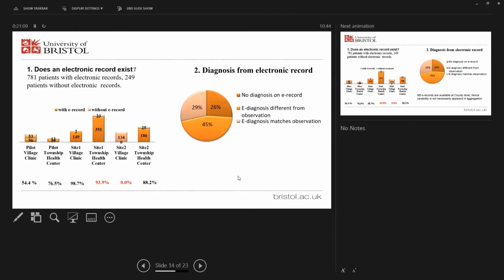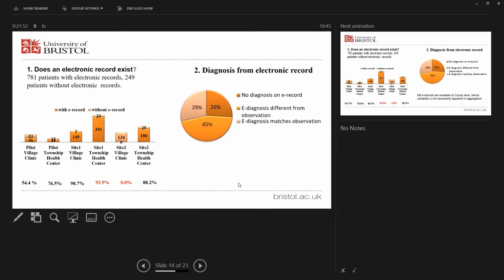So our findings in brief were that you can see somewhere approaching three quarters of patients did have electronic records, but the recording was extremely variable, as you can see from the bar charts on the left, ranging from 0% in one clinic to almost 100% in one of the township health centres. And this, by the way, does not cover the full range of clinics which we included in our study. We included only the first two sites for doing this electronic record completeness study.